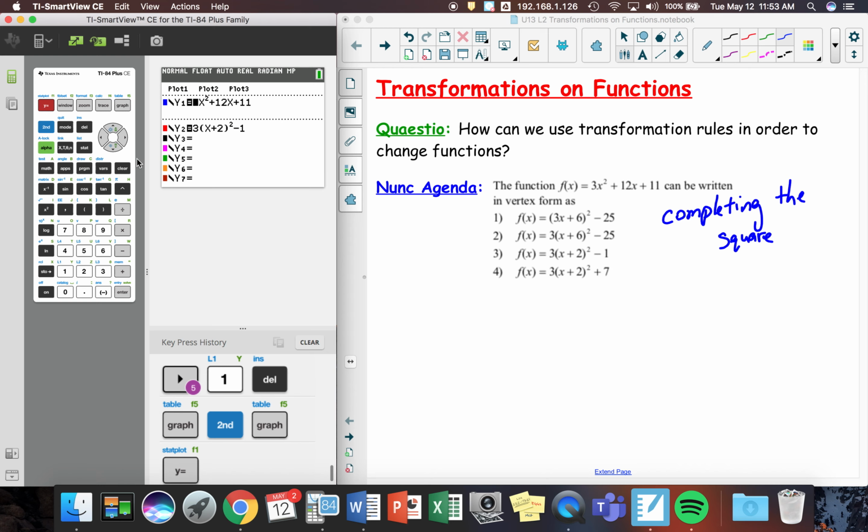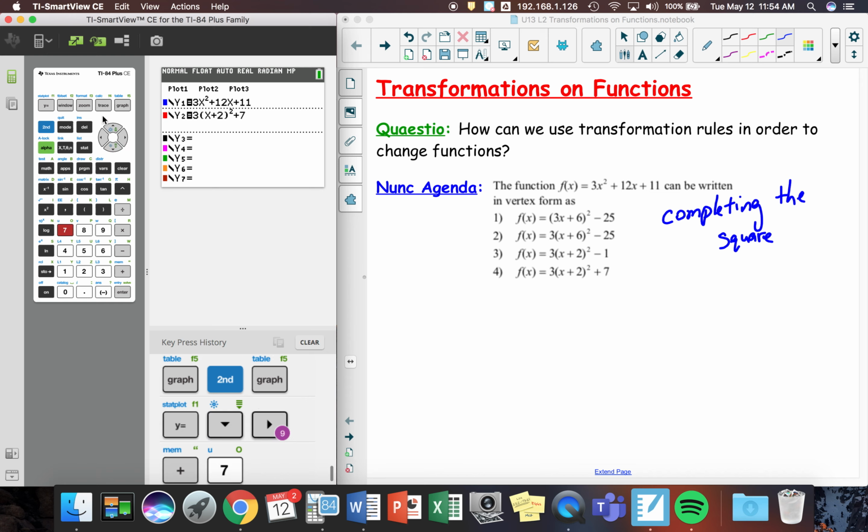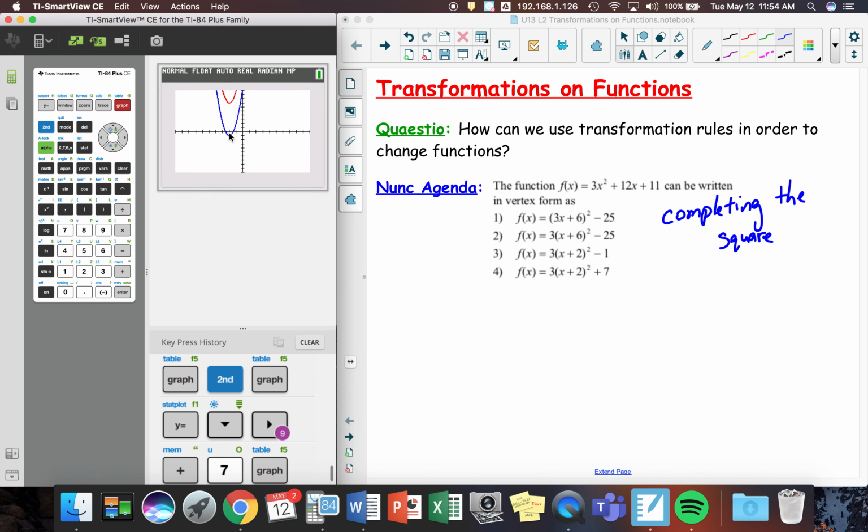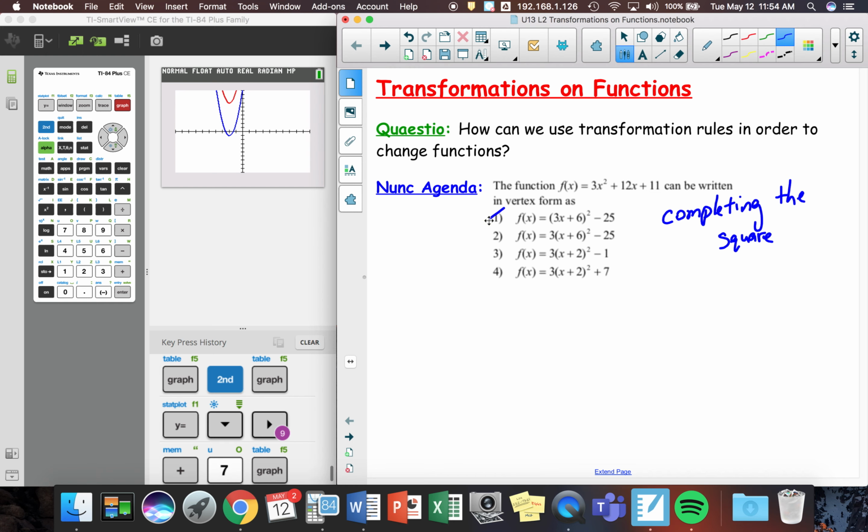Just to be sure, I'm going to type in the last answer. So we have plus 7. I press graph, and as you can see, it's actually shifting up quite a bit. That has something to do with transformations. But either way, numbers 1, 2, and 4 are not the answer. Number 3 is definitely the answer. So I used my calculator for this whole process here.